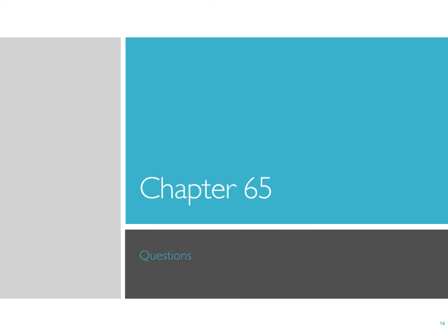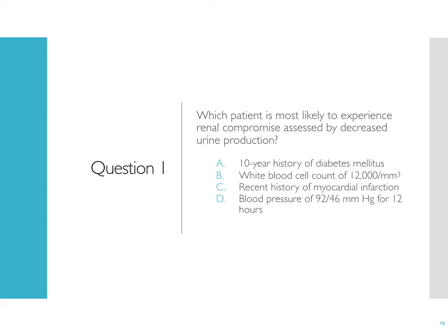And I included these because I wanted you to be able to think about some of these topics just a little bit differently. So the first question says, which patient is most likely to experience renal compromise assessed by decreased urine production? A 10-year-old, somebody with a 10-year history of diabetes mellitus, a white blood cell count of 12,000, a recent history of myocardial infarction, or somebody with a blood pressure of 92/46 for the last 12 hours.